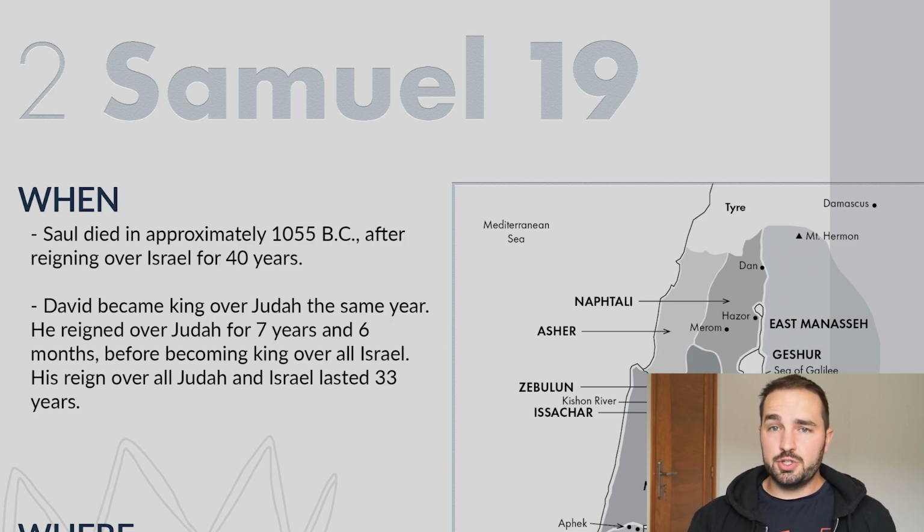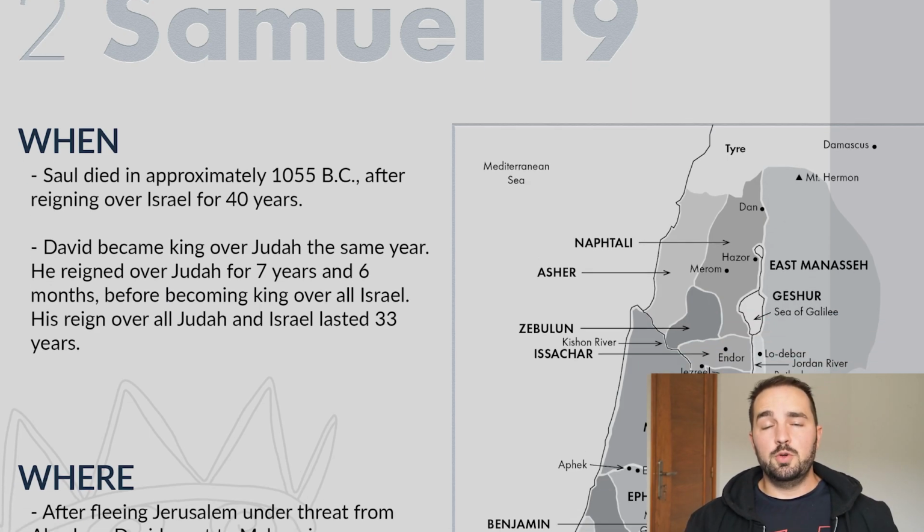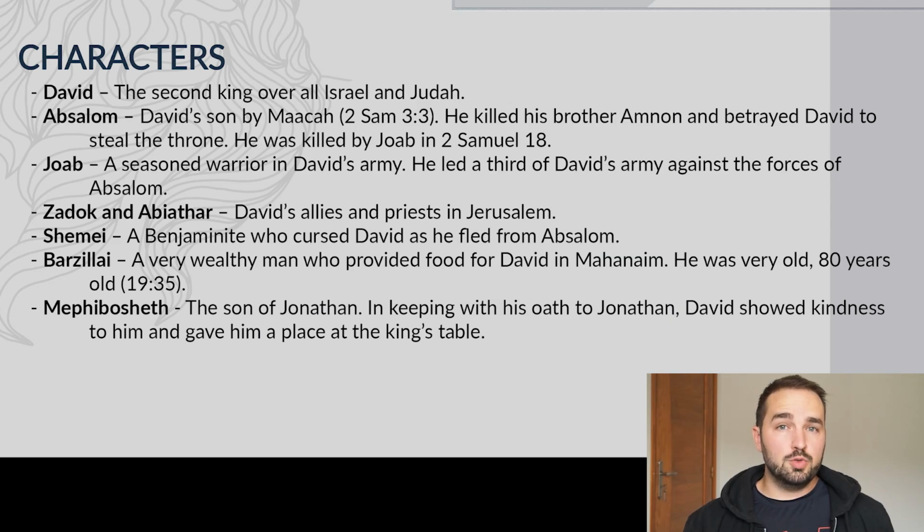When did these events happen? We're still talking about the reign of King David, which would have spanned from about 1055 BC to 1015 BC. If you were with us for our last study, the characters are going to be mostly familiar, but we do have a couple new ones. First, we have David. Then we have Absalom. Now, Absalom was David's son who rebelled against him, but he was actually killed in the last chapter by Joab.